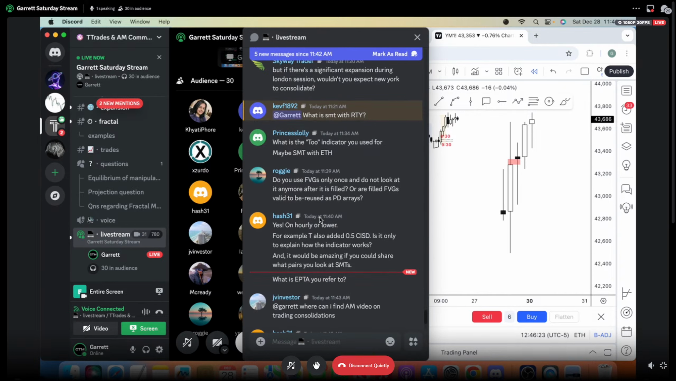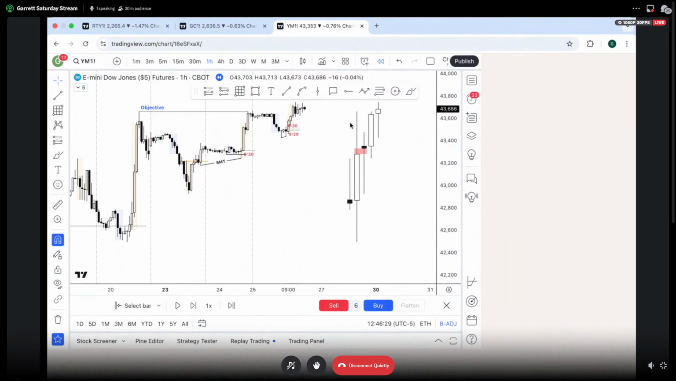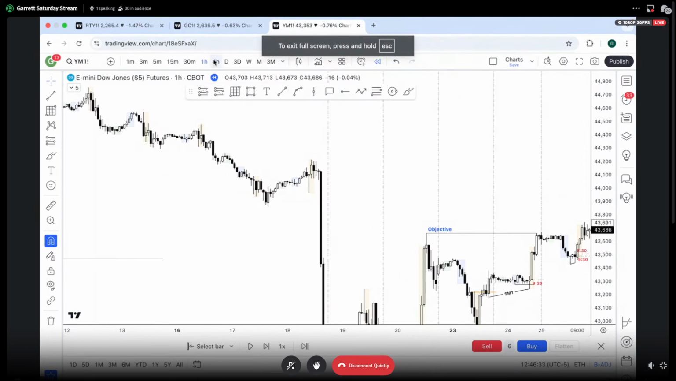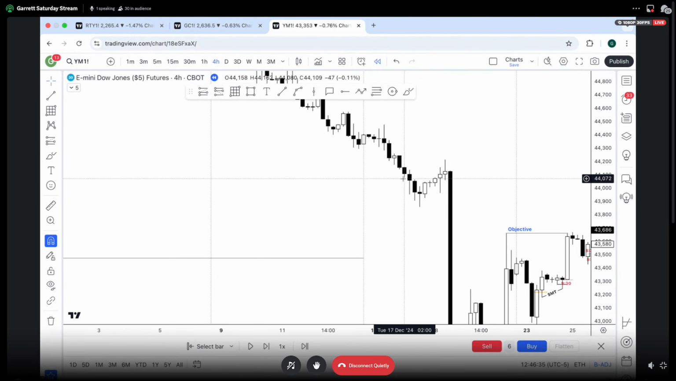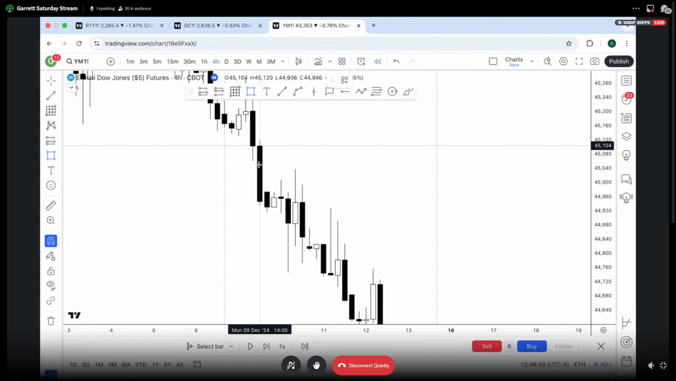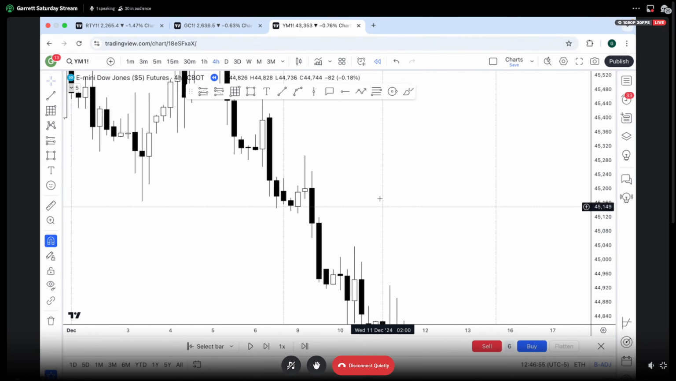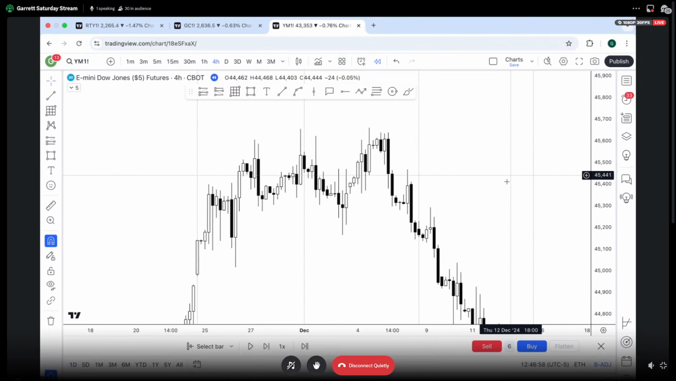Do you use fair value gaps only once, or do you look? Yeah, I know what you mean. If you ever look at a manipulation inside of a fair value gap, that's always cool. So let's say a swing high, for this example. You have this manipulation swing point form inside of a fair value gap, because essentially this portion of the fair value gap is not filled. So yeah, it's a good influence for sure, but it's not totally necessary.